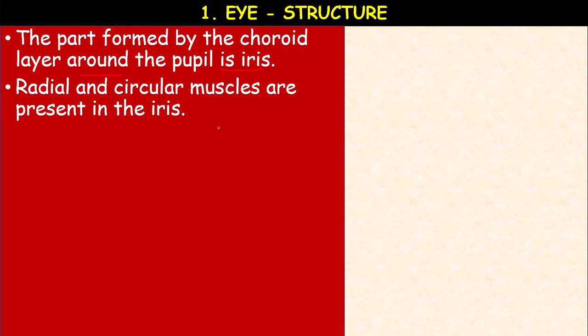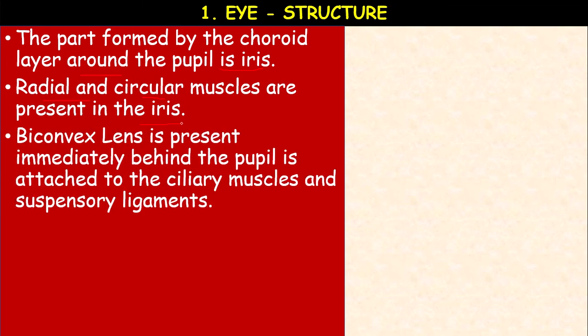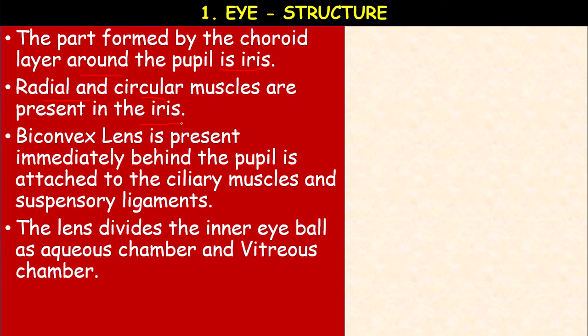There are some muscles surrounding the iris, the radial and circular muscles, present in the iris. The biconvex lens, the lens present in the human eye, is biconvex in nature. It is present immediately behind the pupil and is attached to the ciliary muscles and suspensory ligaments, which hold the lens in position. As age progresses, these ciliary muscles and suspensory ligaments lose their strength. Due to that, some visual problems arise.